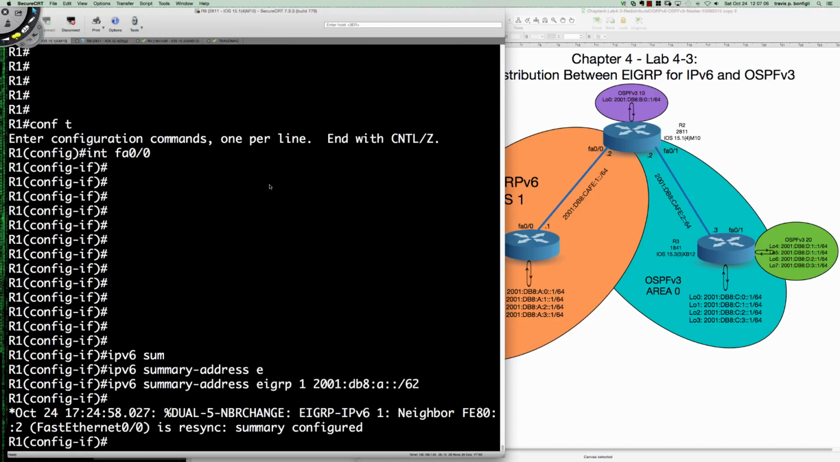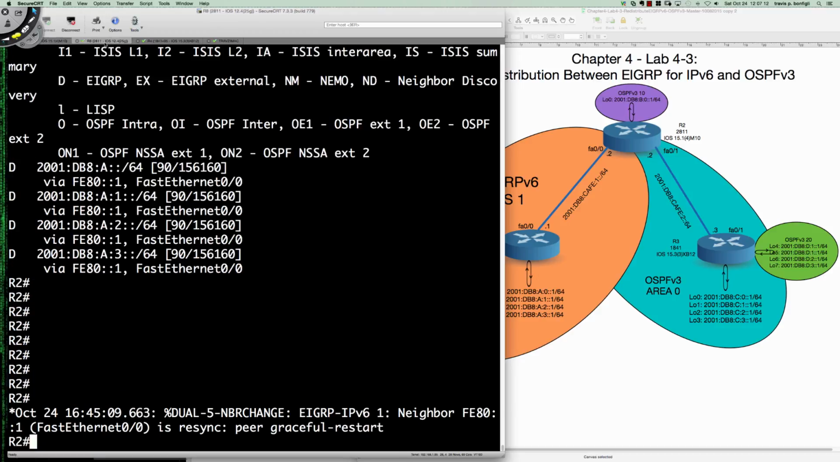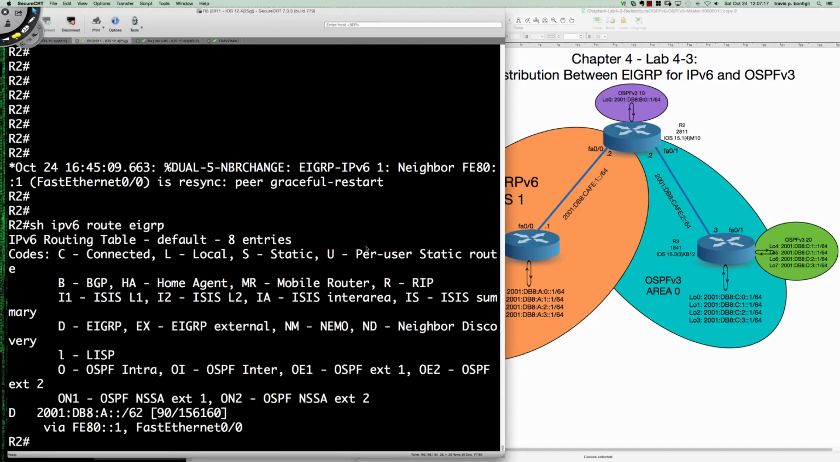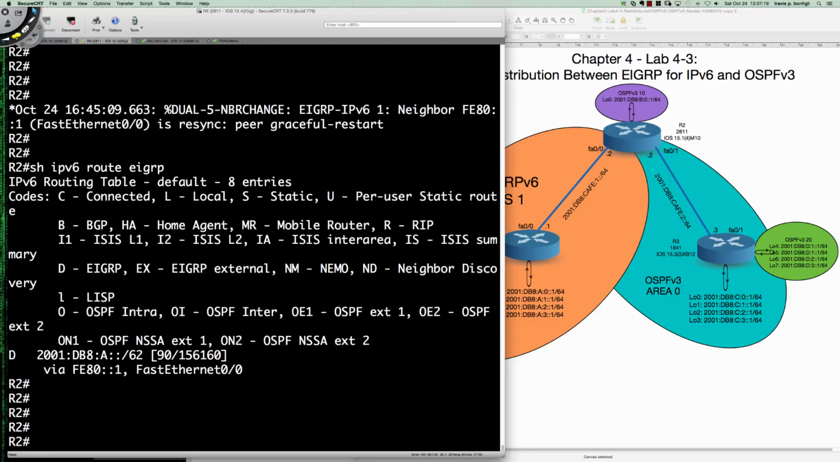We've got our summary configured. We get a resync, right? Now, it's not a termination of the neighbor adjacency. It's just a simple resync that takes place. Graceful restart. And the information is updated. And then what do we have here? Well, take a look. We now have a single EIGRP route, 2001:db8:a::/62. We know that that is the summary route that we just created.